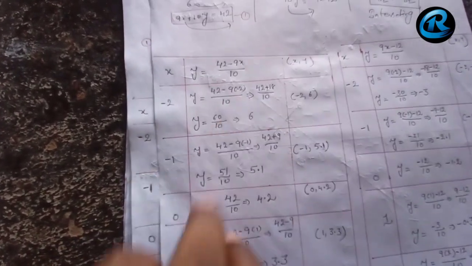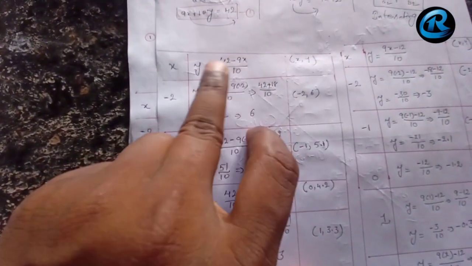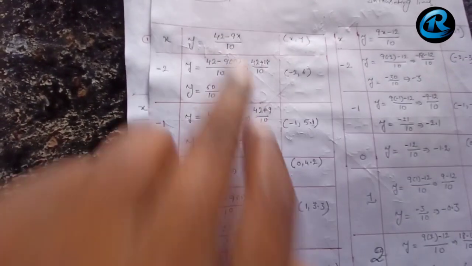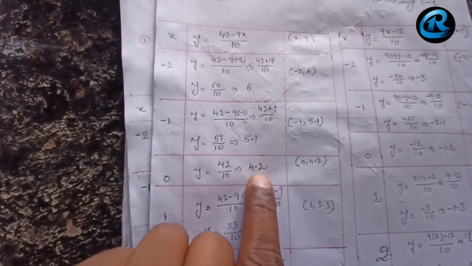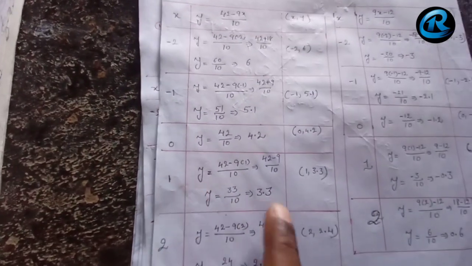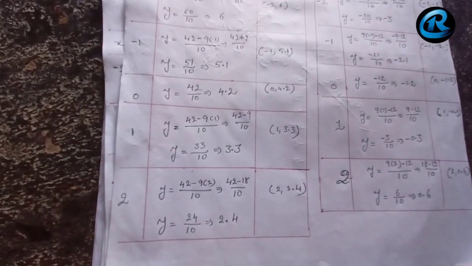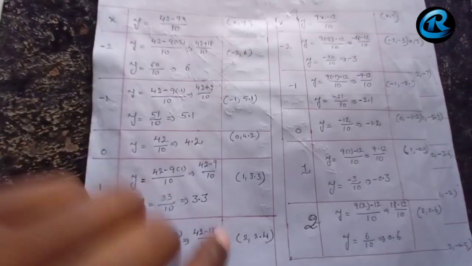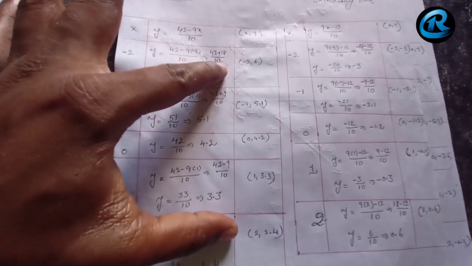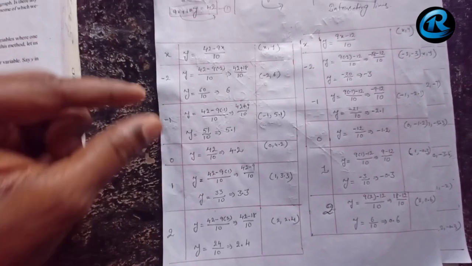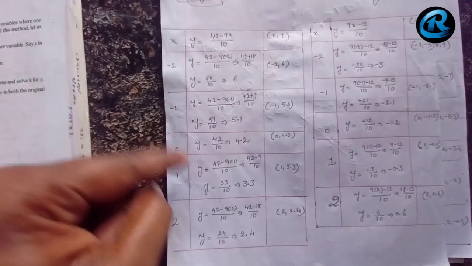When x is 0, this 9x is completely 0. So 42 by 10. 42 by 10 will give us 4.2. So 0 comma 4.2. When x is 1, the y value is 3.3. 1 comma 3.3. When x equals 2, the y value is 2.4. Yes, 2 comma 2.4. We got the first 5 solutions of equation number 1. So here I will take values minus 2, minus 1, 0, 1, 2: 2 negative values, 2 positive values, and 1 neutral 0 value.